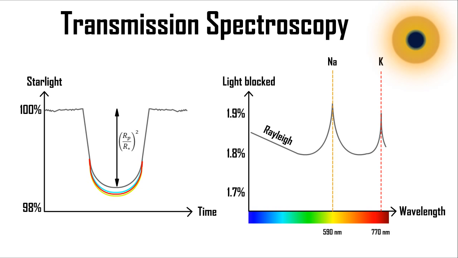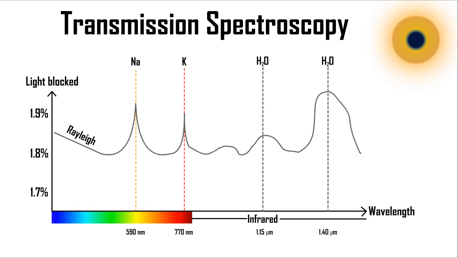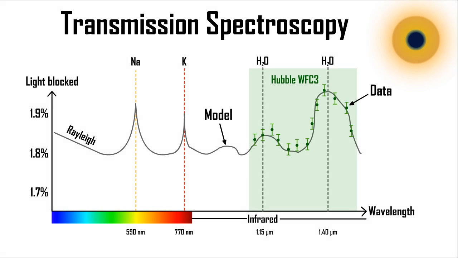But if we want to get a handle on what molecules are present in the atmosphere, then we have to go out to longer wavelengths, out into the infrared. And when we do this, we start to see very prominent absorption features due to molecules such as water. So what we expect to see if we can observe a planet passing in front of a star at these wavelengths is the planet should become larger if there is water in the atmosphere. And indeed this is exactly what we see using an instrument called the Wide Field Camera 3 aboard the Hubble Space Telescope.